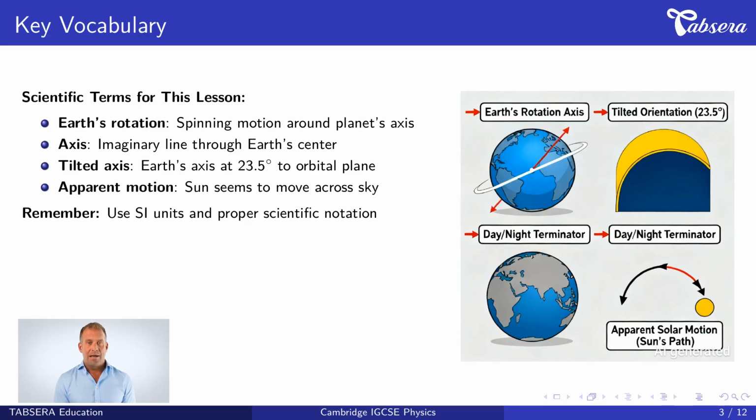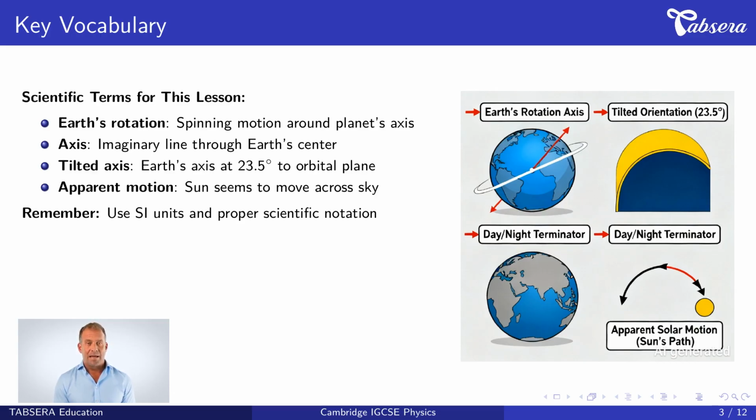Now let's define our key vocabulary. Each term is essential for understanding this lesson. First, Earth's rotation, which means the spinning motion of our planet around its central axis. This rotation occurs continuously. Second, axis, which means an imaginary line passing through Earth's center from North Pole to South Pole. Earth spins around this line.